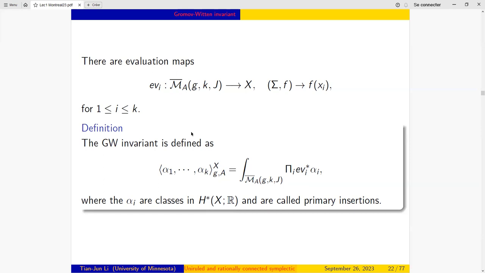And then, as I mentioned, there are evaluation maps at the marked points. For each marked point, you look at the image. Then you pull back the cohomology classes, take the product, and evaluate that on the moduli space. In fact, you need to verify the moduli space.